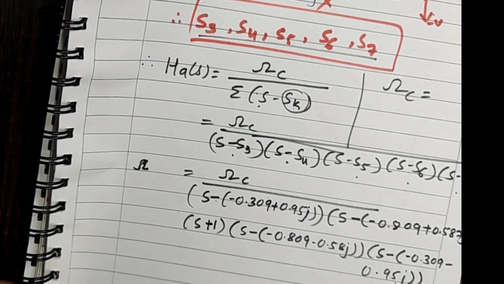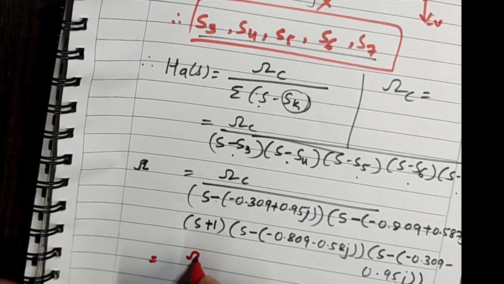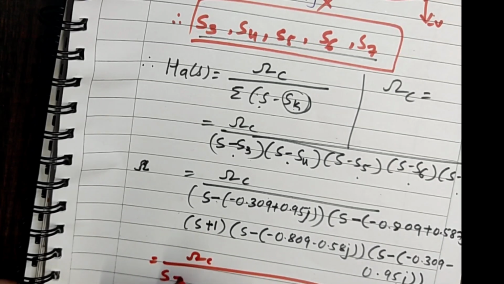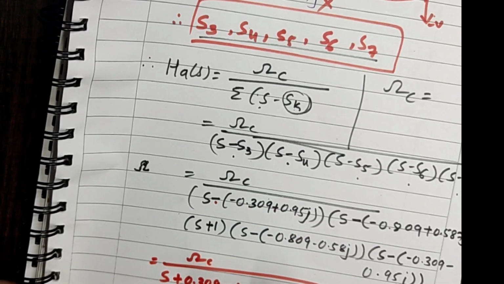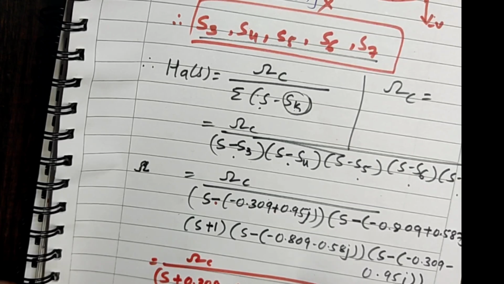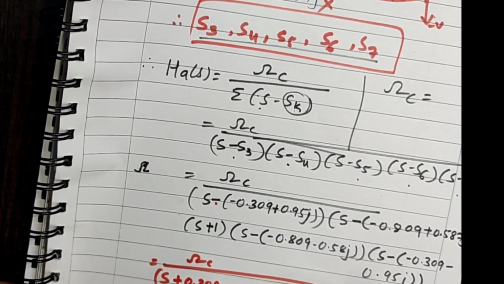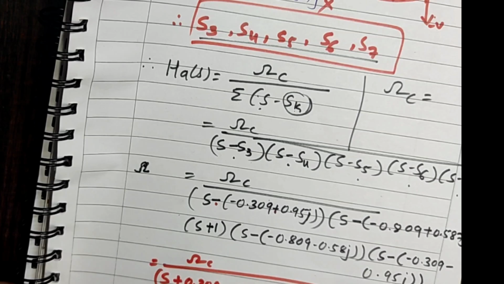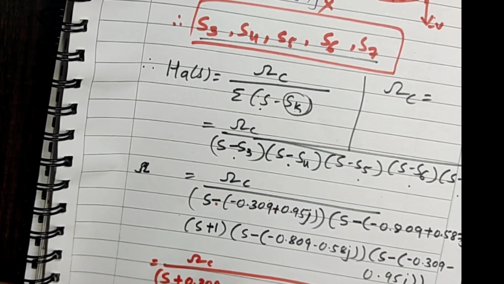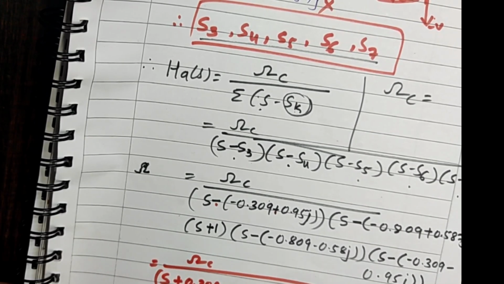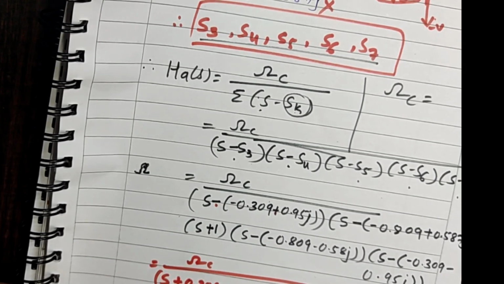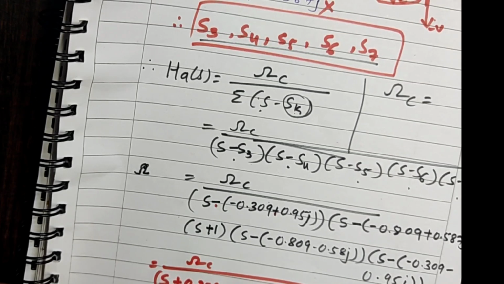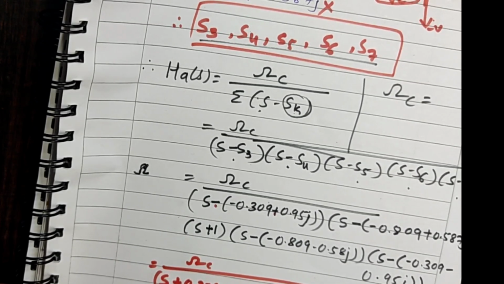We just need to simplify this. If you simplify this, we can write this one as S plus 0.309, minus into plus is minus 0.95j. Another one is S plus 0.809 minus 0.587j. Next, S plus 1. Next, S plus 0.809, minus into minus plus, so plus 0.58j. Last one is S plus 0.309.